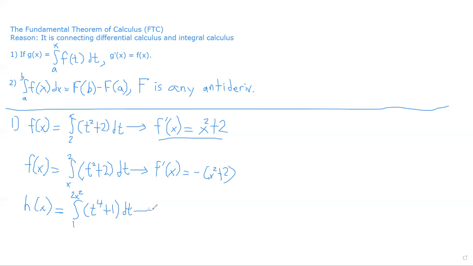But we're still applying the first concept of the fundamental theorem of calculus, but we need to be a little careful. So I'm going to directly write the answer first, and then I'm going to explain my answer. So h prime of x. First of all, substitute the 2x squared into this function, into f of t, or t to the power 4 plus 1. So you get 2x squared to the power 4 plus 1.